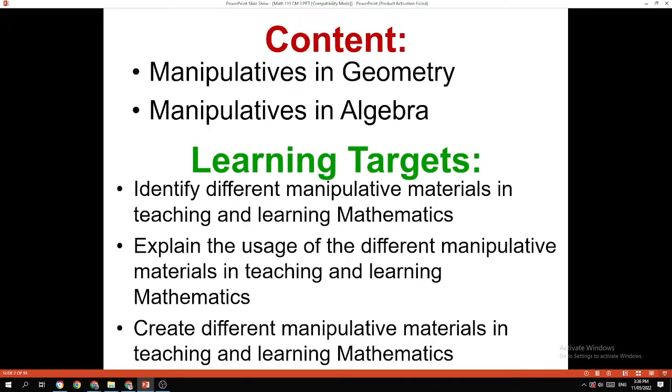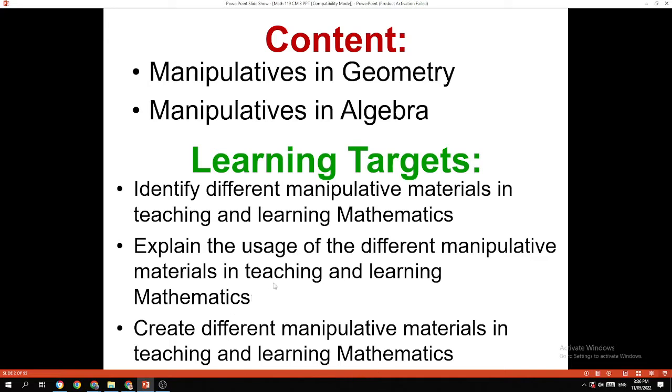Now, to begin with, this will be the content. So as you can see, manipulatives in geometry, manipulatives in algebra. And these are the learning targets that we will be having for CM number 3. Identify different manipulative materials in teaching and learning mathematics.